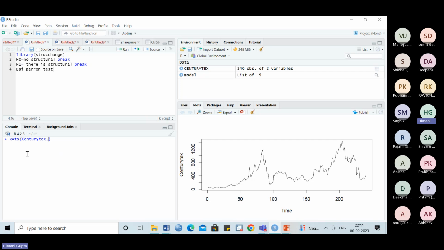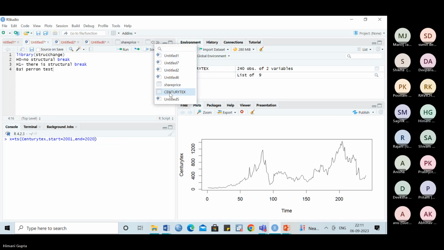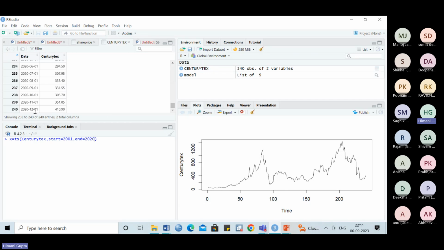And I will give the instruction to convert this data into time series, which is starting from 2001 and ending on 2020. Right? My data was ending on 2020, yes, it's ending in 2020. So I have given the instruction that my data is starting from 2001 and ending at 2020. But I have not given the instruction whether my data is monthly, quarterly, or daily, what kind of data it is.